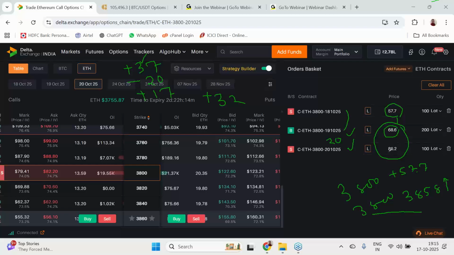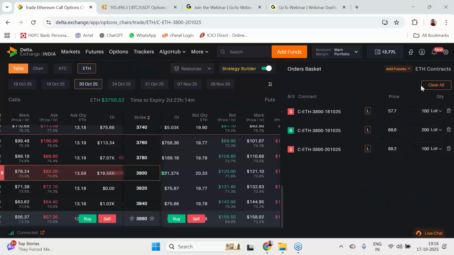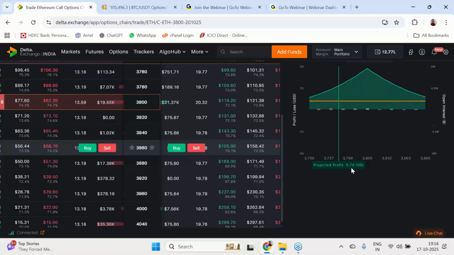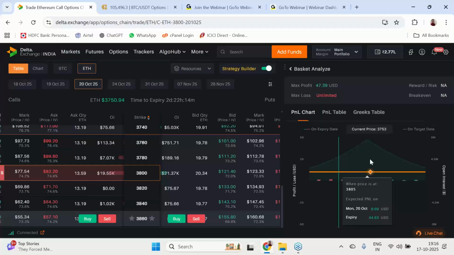So this credit calendar will take care of it in case there is a huge rally beyond 3858. Though we will be losing money in the debit calendar, the credit calendar will compensate to a certain extent and we will land with a minimum projected profit of $10. However, if it is consolidating at the 3,800 level and expiring by tomorrow, then we will get some $45 to $47.